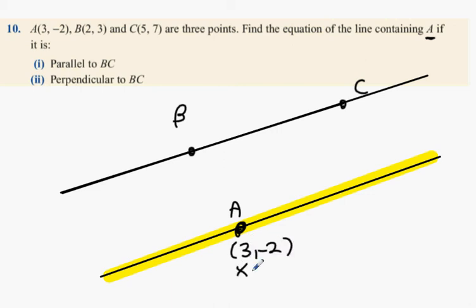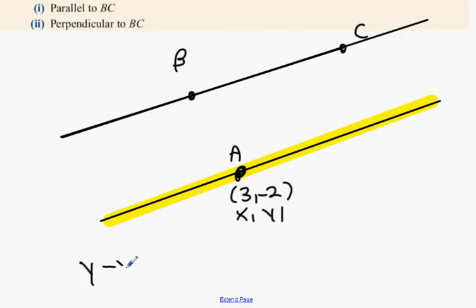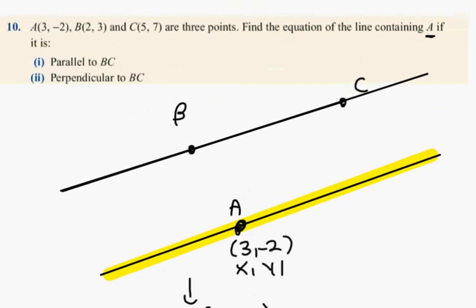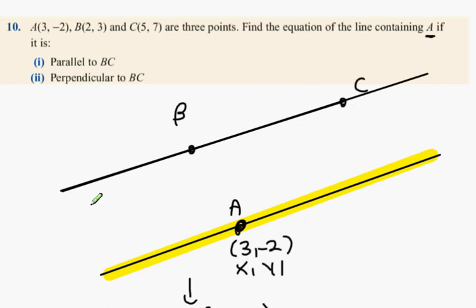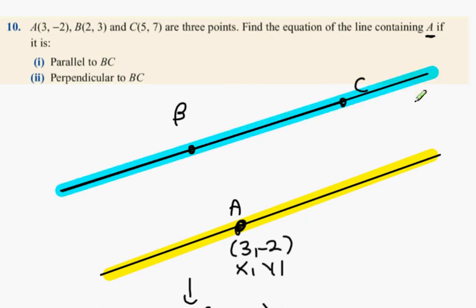Okay, that's my x1 and my y1. The formula is y take away y1 equals m into x minus x1. Okay, the next thing. Do I know the slope of this yellow line? No. But what could I use to get its slope? I could get the slope of BC, and that will give me the slope of A, or the slope of the line that goes through A.